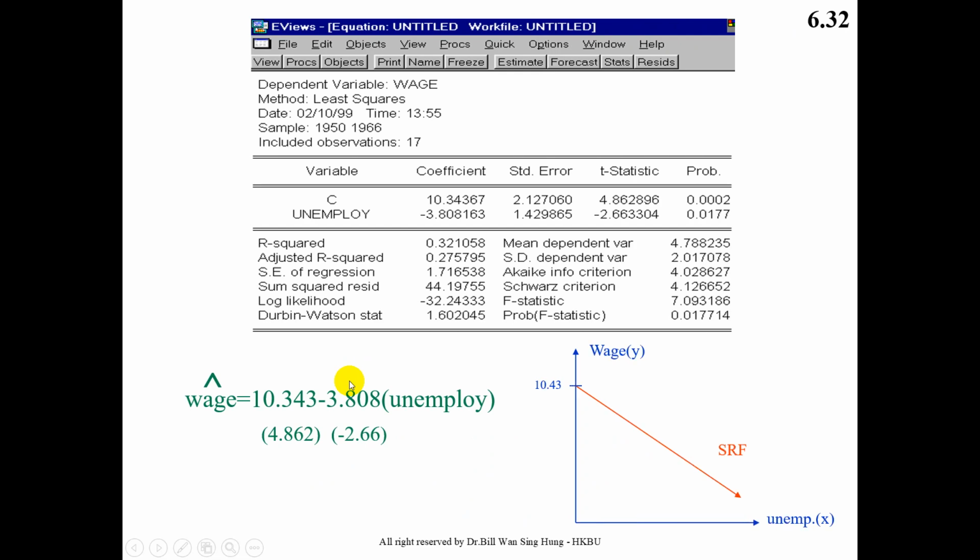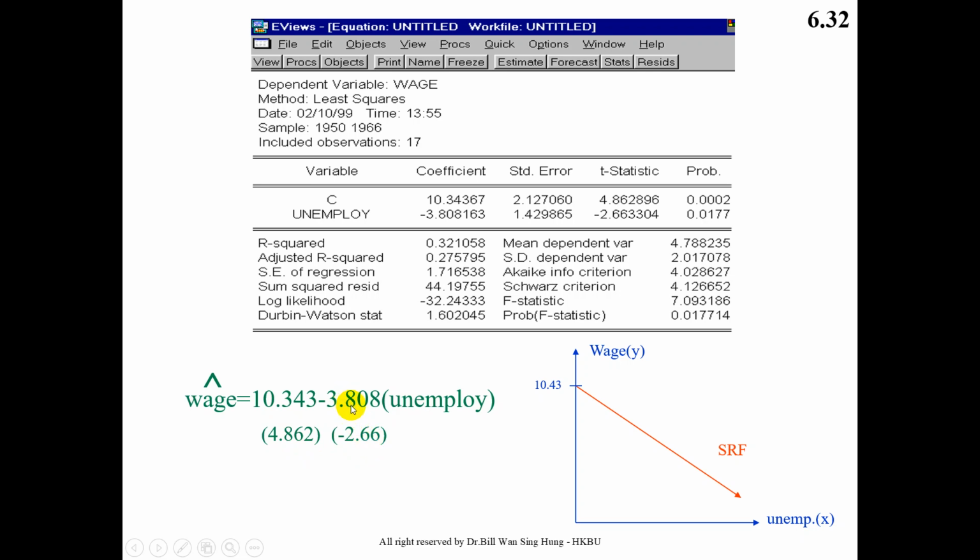and this is another output where wage is regressed on unemployment rate, and the slope of the unemployment rate is minus. So the graph of the sample regression model of wage on unemployment has a negative slope, and this is the intercept, the same 10.34, and the estimated equation of wage is this. These are the t values. 4.862 is the t value for the intercept, minus 2.66 is the t value for the coefficient of unemployment.